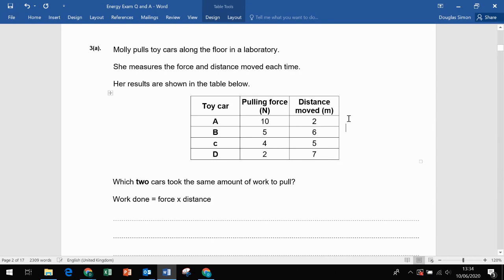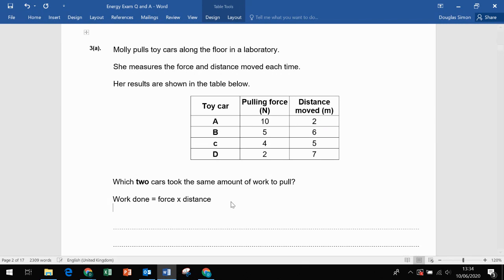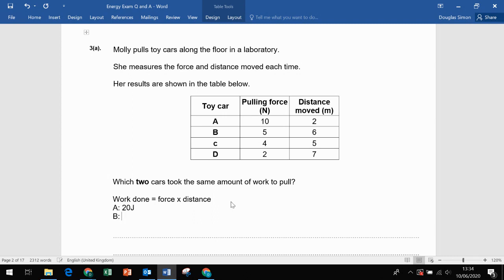So A, 10 times 2 is 20. So A is 20 joules. We'll just write this down to keep a record. B, 5 times 6 is 30 joules. C, 4 times 5 is 20 joules. Well, there we go. A and C. And 2 times 7 is obviously 14.